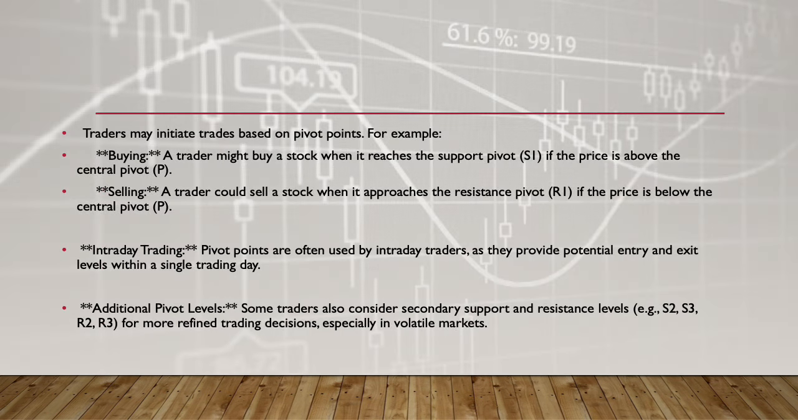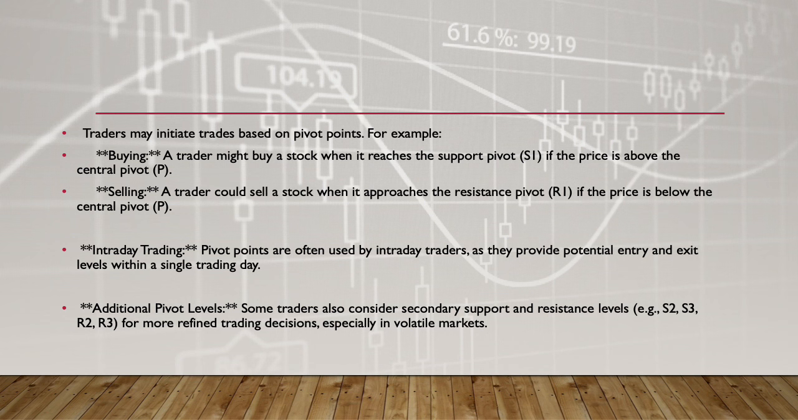Traders may initiate trades based on pivot points. For example, buying: a trader might buy a stock when it reaches a support level S1 if it is above the central pivot. Selling: a trader could sell a stock when it approaches the resistance pivot R1 if it is below the central pivot.